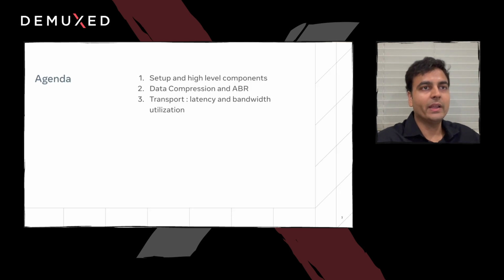In this talk today, I'm not going to talk about a specific approach to building this product. However, I'll go over a broad overview of the high-level components involved and the technical challenges we need to overcome. Some specific challenges I'll talk about will be related to data compression, ABR, end-to-end delays, and bandwidth.